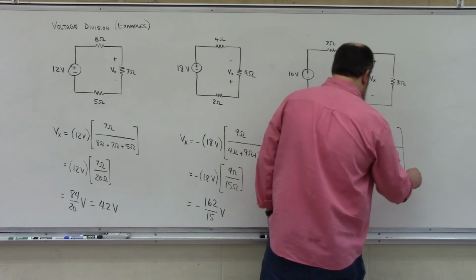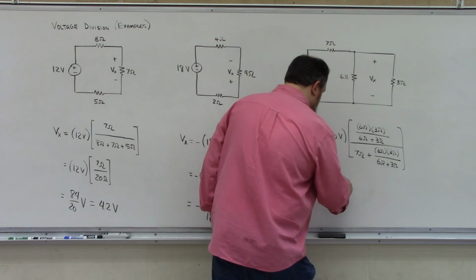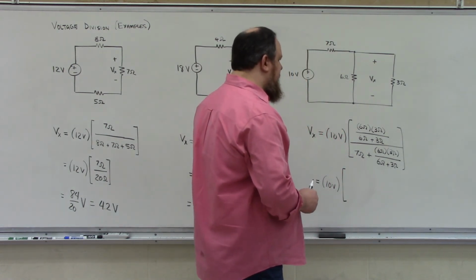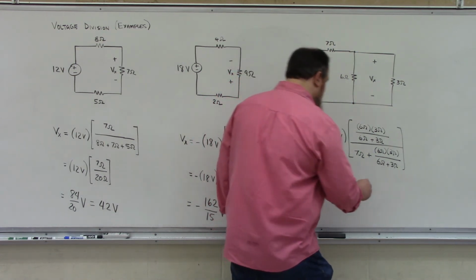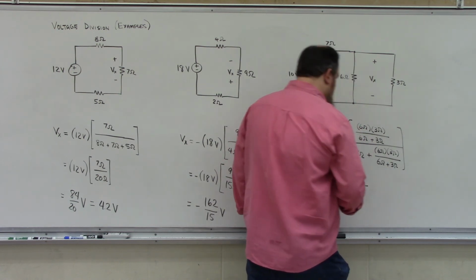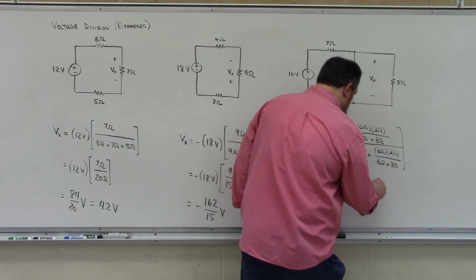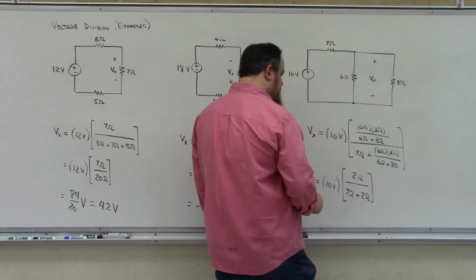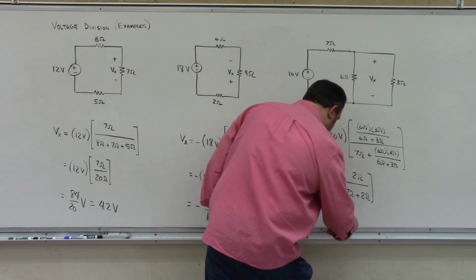And so now we're going to need to do a little bit of simplification. We're going to have 10 volts. Our numerator here, 6 times 3 is 18, divided by 6 plus 3, which is 9, so 18 over 9, 2 ohms, divided by 7 ohms plus 2 ohms, gives us 10 times 2 over 9, 20 over 9 volts.